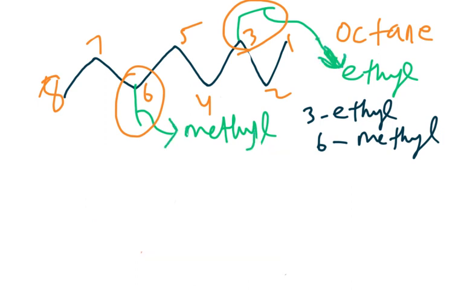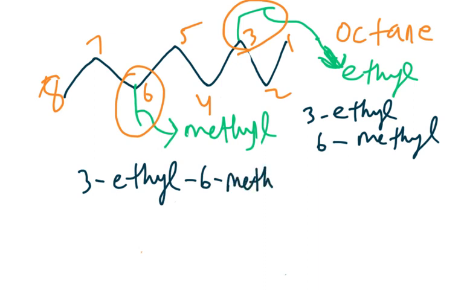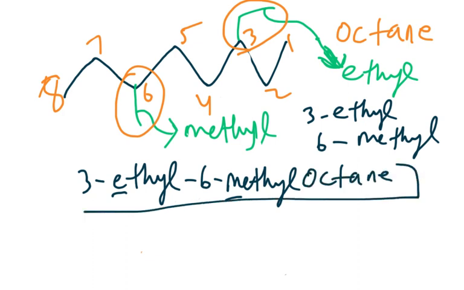So let's go and write that down. 3-ethyl 6-methyl, writing in alphabetical order, because E comes before M, and then you finish off with your alkane parent chain, which is octane in this case. So octane. So that's the molecule name, 3-ethyl 6-methyl octane.